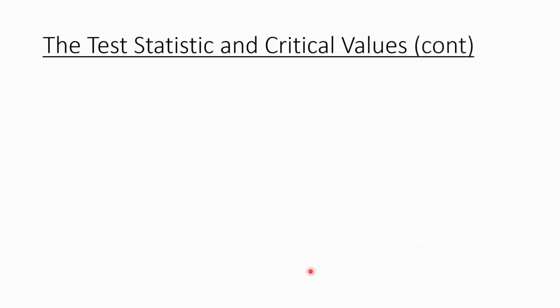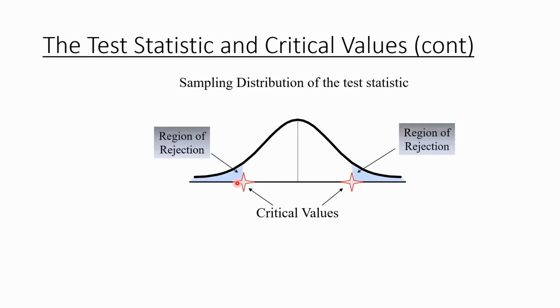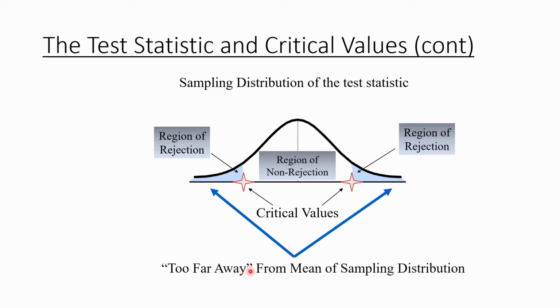So you have your sampling distribution of a test statistic, right? I would remind you to go and watch chapter 7 about sampling distributions if you have forgotten this, and I will post a link above to this. So you have your sampling distribution. These two stars here would be your critical values, such that the shaded area would be your region of rejection and the non-shaded area would be your region of non-rejection, where too far away from the mean of the sampling distribution would be given by these shaded areas.